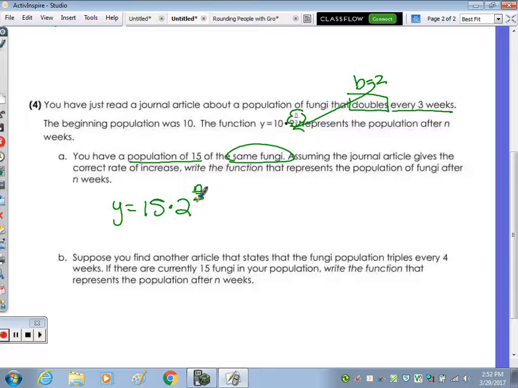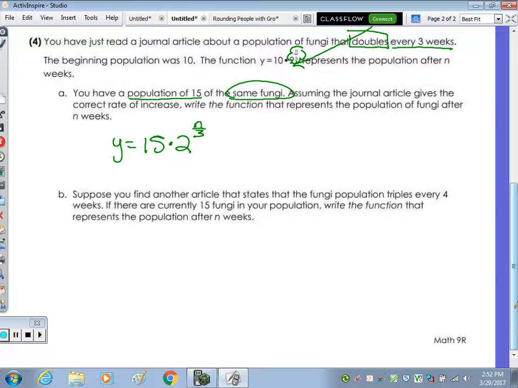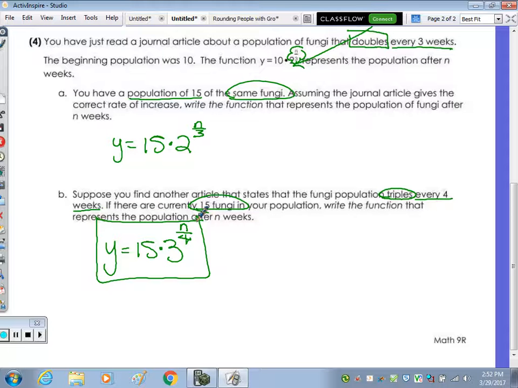In part B, it says suppose you find another article, but this time the fungi population is going to triple every 4 weeks. So it's going to change a couple of things here. We currently have 15. What's the function? That's right, it's going to triple. So that changes something. And this time it's every 4 weeks. We still have 15. Can anyone give me the equation? Sarah? Over 4. Good. B value changes, and now it's going to be over 4 weeks.